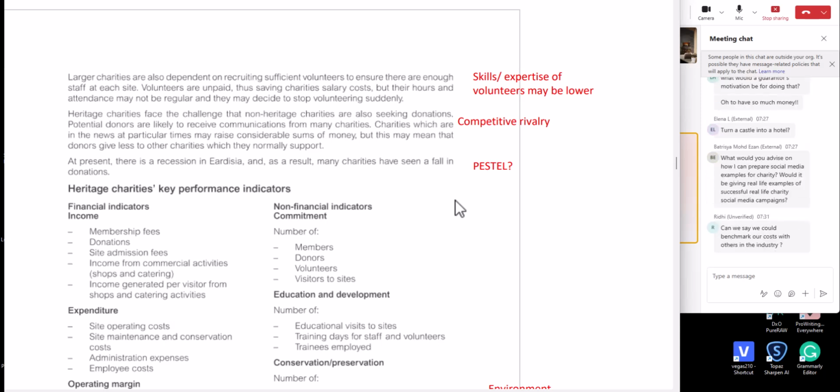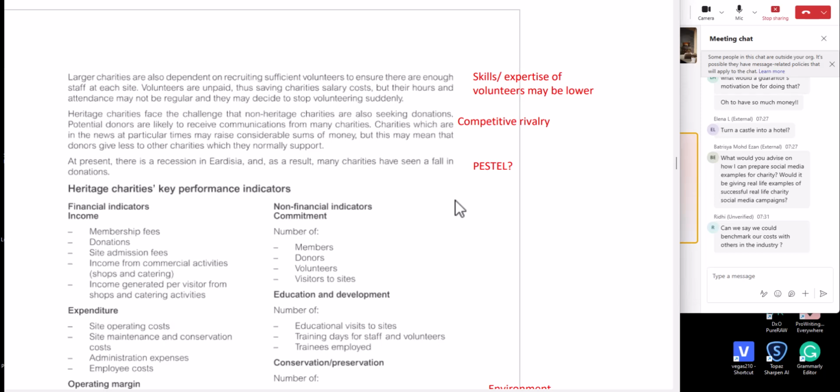We've got skills and expertise. Yeah, you can benchmark to a certain degree, especially if there's a number of heritage charities. If there are a number of heritage charities, definitely you can benchmark those charities. You can also benchmark salaries as well. Salaries should be comparable to the charity industry, not the commercial. So you can benchmark that. As you've got a number of heritage charities, you can compare yourself to others, and that's again part of disclosure you might want to look at.